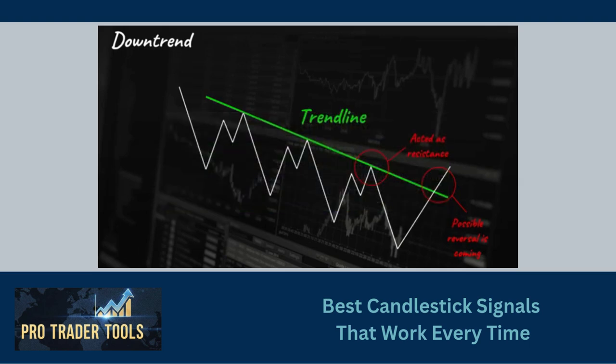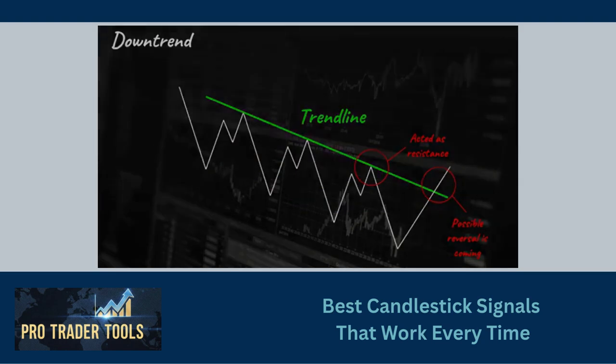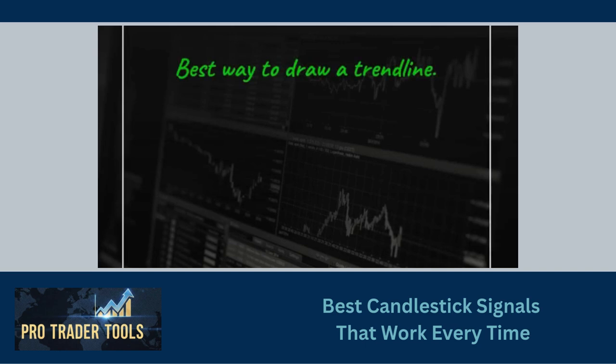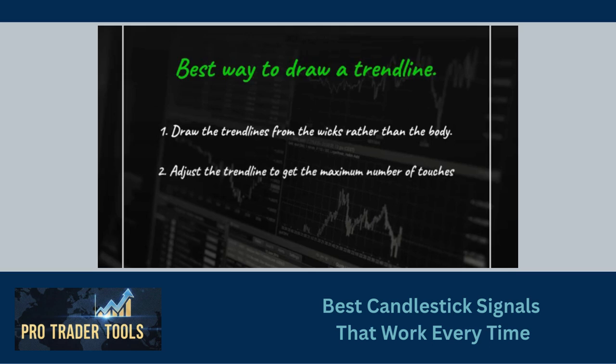Now let's discuss the best way to draw a trend line. There are important concepts you need to follow when drawing a trend line. Number 1. Try to draw the trend lines from the wicks rather than the body. Number 2. Adjust the trend line to get the maximum number of touches. Number 3. Do not force the trend lines. If they are obvious and help you with your overall analysis, draw them. Otherwise, do not try to draw a trend line in any market condition. Now, with all being said, let's see some chart examples and combine the concepts of this video.